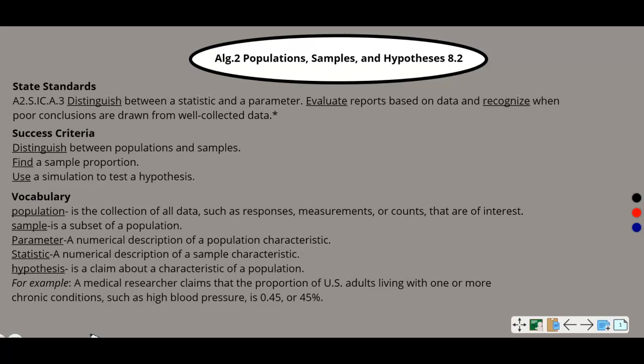For example, a medical researcher claims that the proportion of U.S. adults living with one or more chronic conditions, such as high blood pressure, is about 0.45, which is 45%.